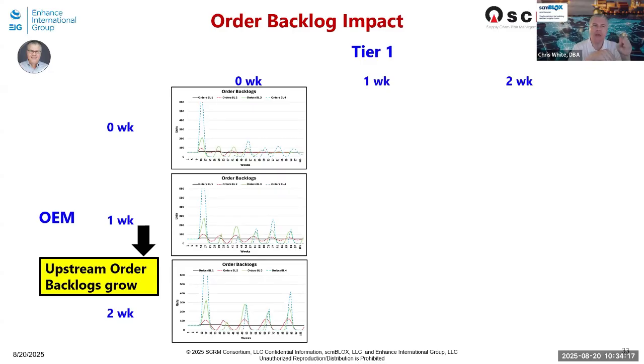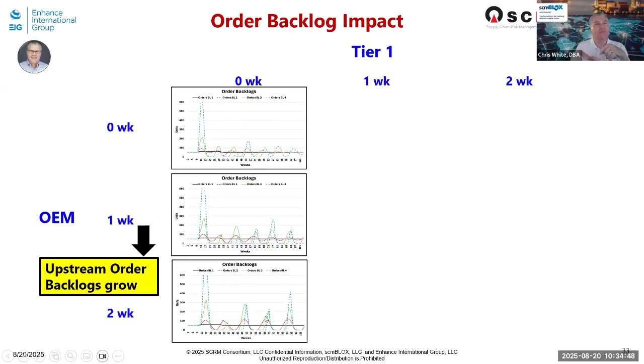And right here, if the tier one stays at 0, so the tier one is still ordering like they're supposed to, and here the OEM has 3 situations: not changing, delaying a week, delaying 2 weeks. You'll see that the upstream order backlogs begin to grow. If you look, the spikes start to get bigger and bigger. And so as we delay, we are introducing the bullwhip effect.